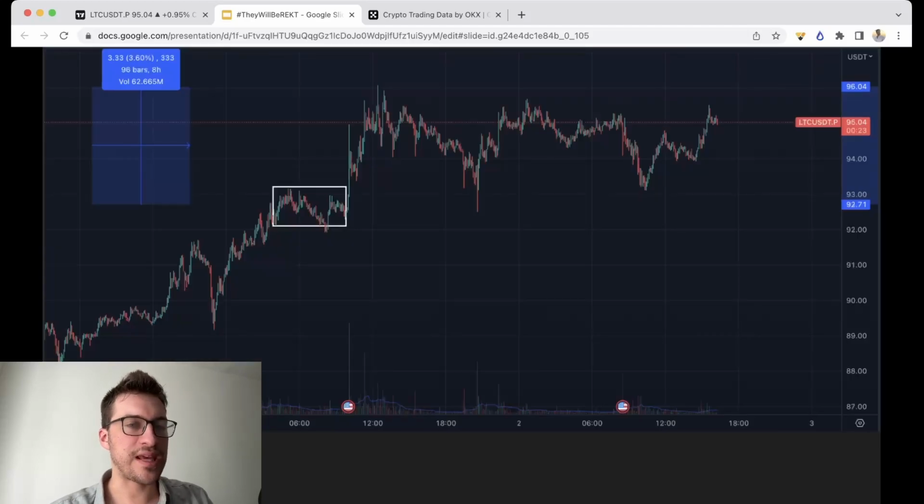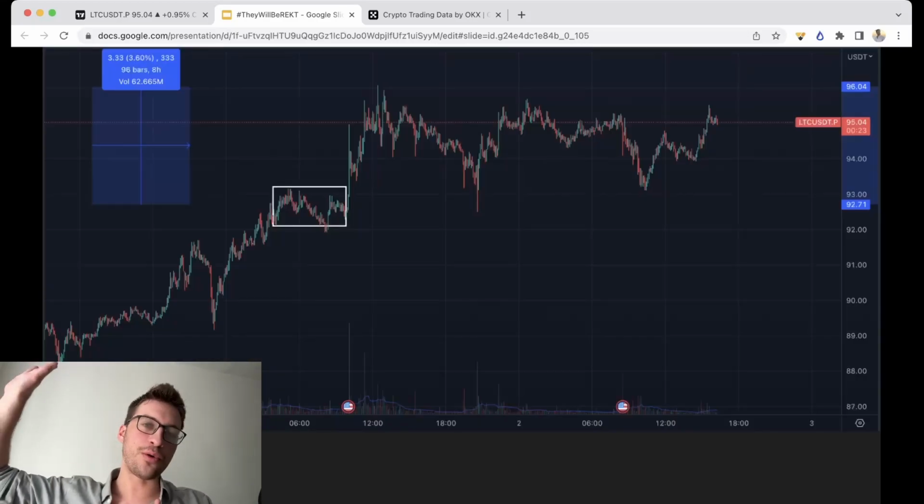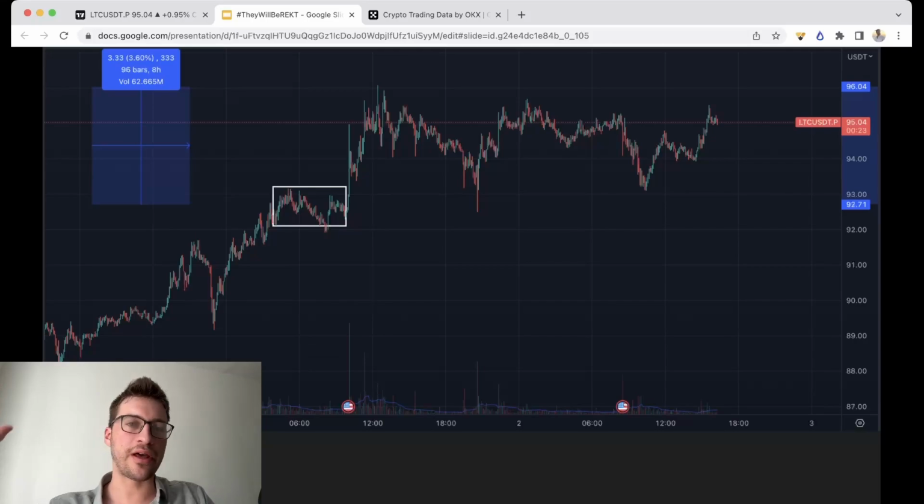I think that the best example by far is probably just Litecoin. This is such a clear example of just how much risk these shorts were taking, and then boom, volume spike, tons of buying, they all get killed.